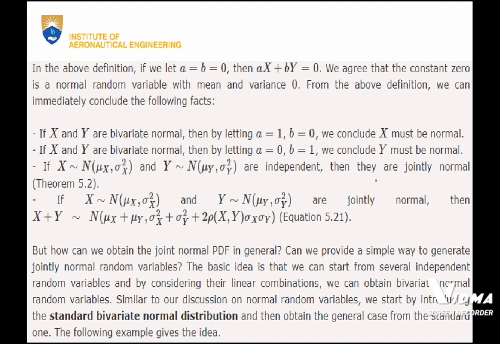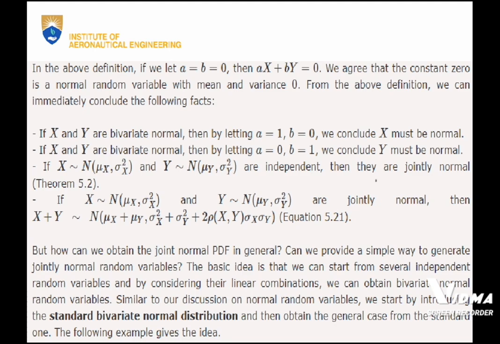From the above definition, we can immediately conclude the following facts. If X and Y are bivariate normal, then by letting a equal 1, b equal 0, we conclude X must be normal. If X and Y are bivariate normal, then by letting a equal 0, b equal 1, we conclude Y must be normal. If X is normal with mean mu X and variance sigma square X, and Y is normal with mean mu Y and variance sigma square Y, and they are independent, then they are jointly normal.